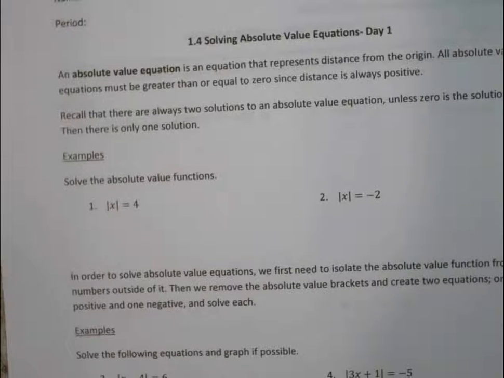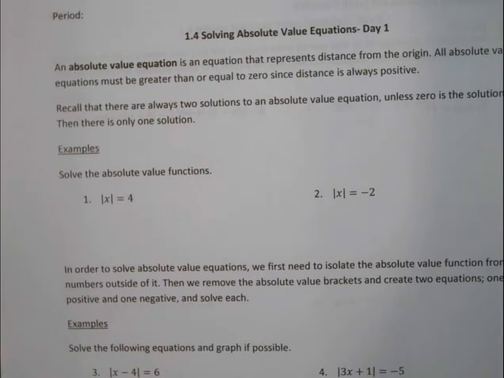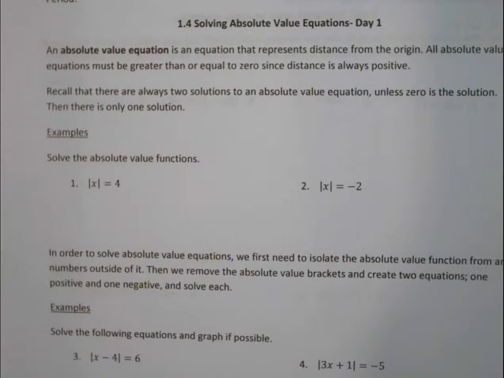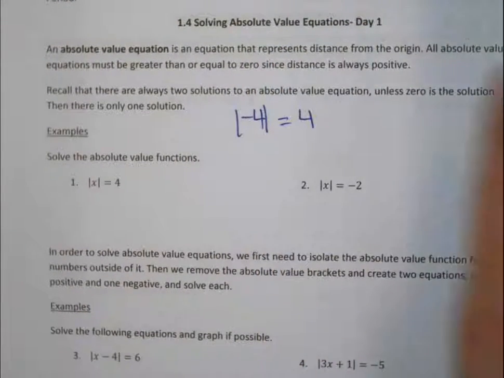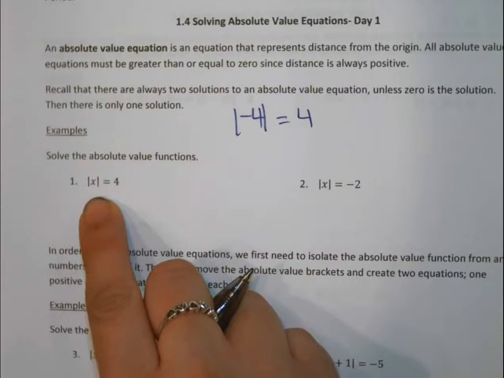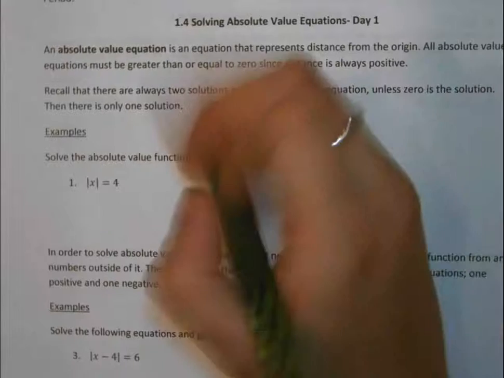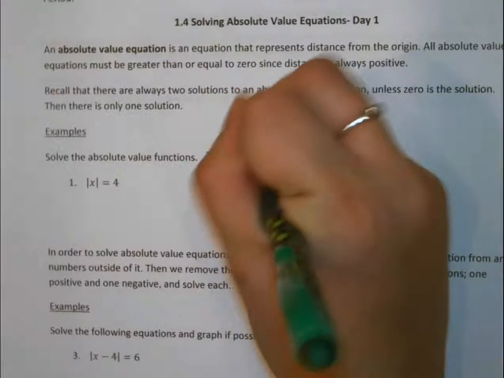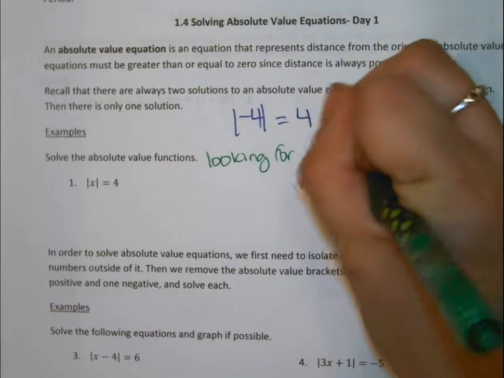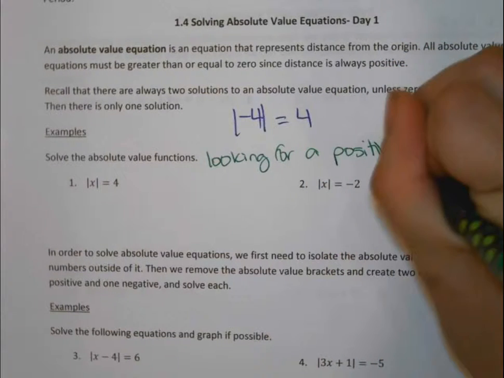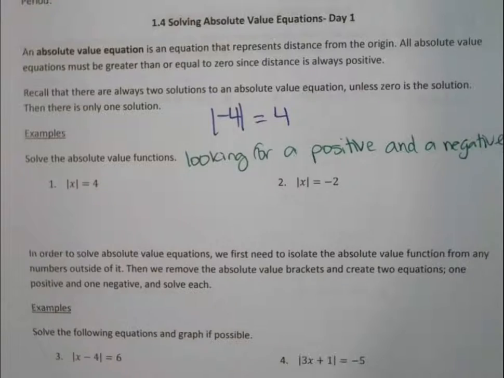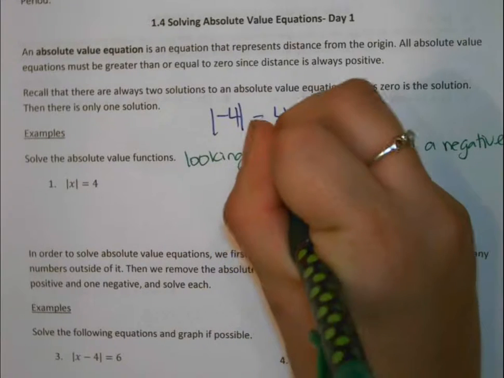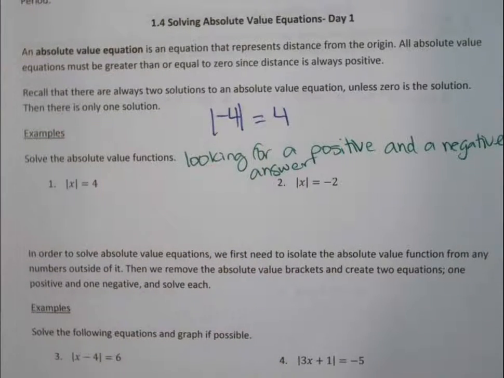1.4 is moving on to absolute value equations. What happens with an absolute value equation is it just tells me the distance away from 0. So one thing to consider is the absolute value of negative 4 is 4. It just gets rid of the sign. So when I'm asked to solve absolute value equations, I'm looking for a positive and a negative answer. So I will, for the most part, always have 2 answers for absolute values.